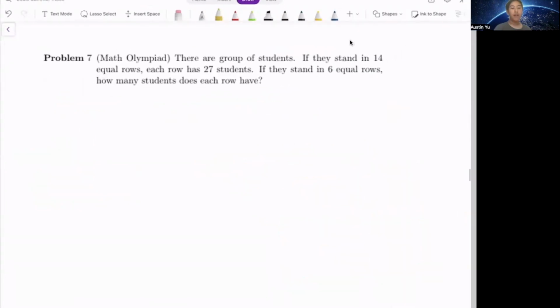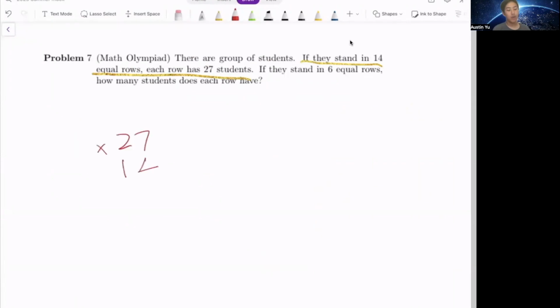Problem 7. There are groups of students. If they stand in 14 equal rows, each row has 27 students. If they stand in 6 equal rows, how many students does each row have? First off, we are given the amount of students in total. If they stand in 14 equal rows, each row is 27 students. So all we have to do is multiply 14 and 27 together.